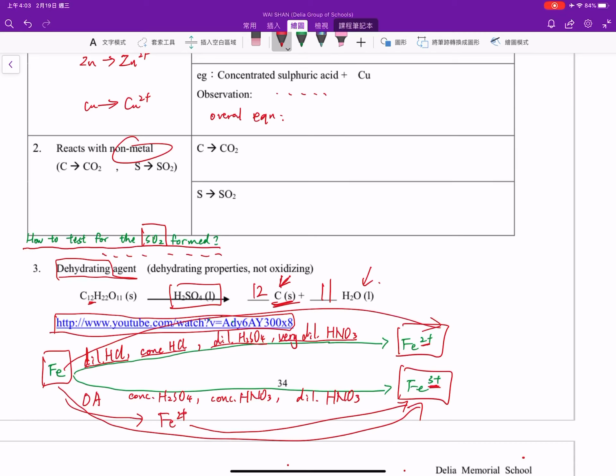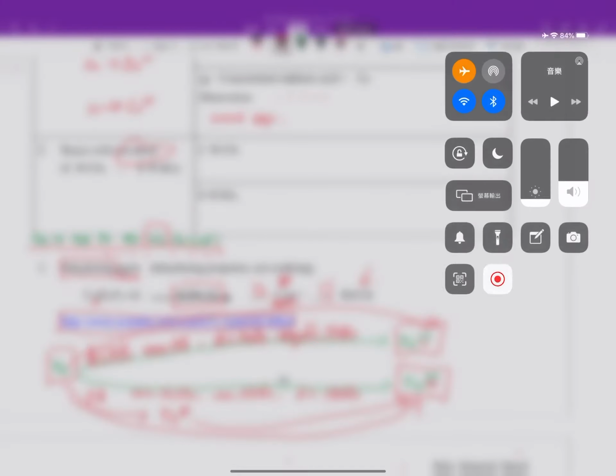Okay, and that's all. Complete page 33 and 34 and then show it to me.